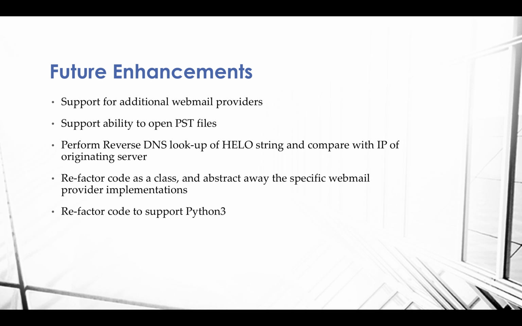I would like to refactor the code to class format and try to abstract away some of the specific webmail provider implementations. Right now it's not as important because we're only focusing on Gmail, but as we get more providers, it would be nice to have classes and make each class an instantiation for a specific webmail provider. And as I mentioned, I really would like to get the code working in Python 3, so that's something I'll work through.